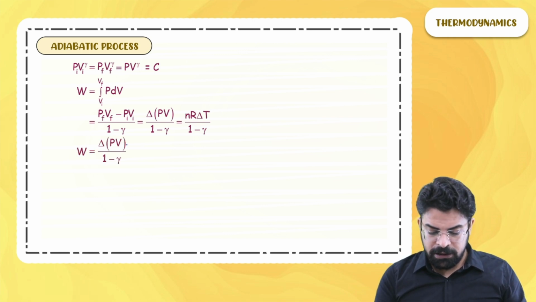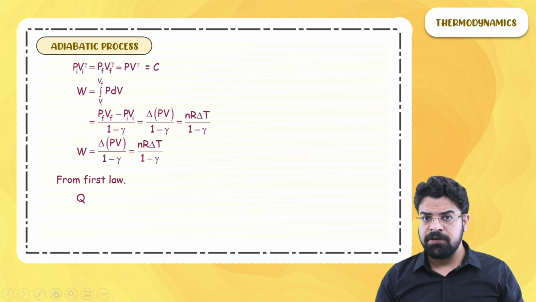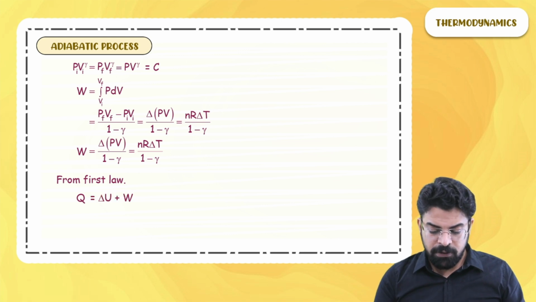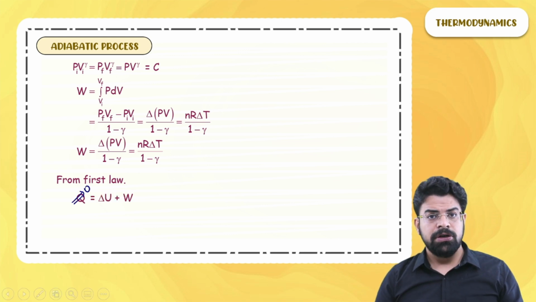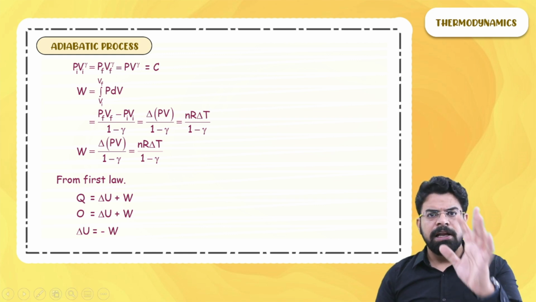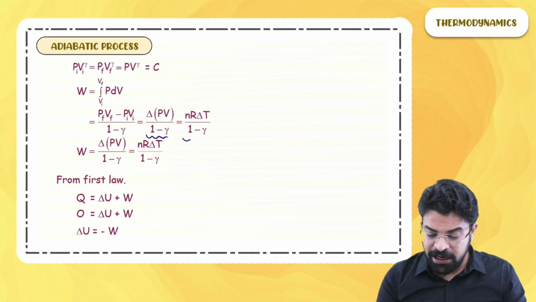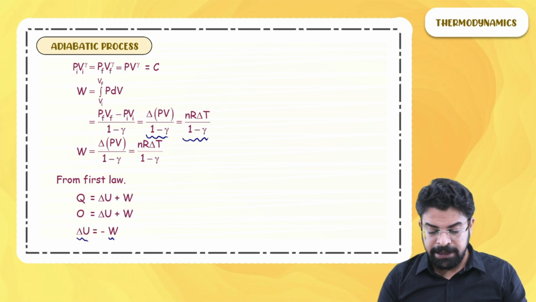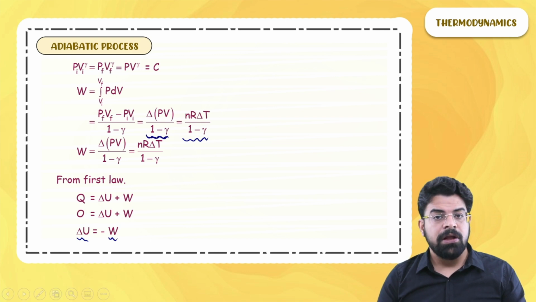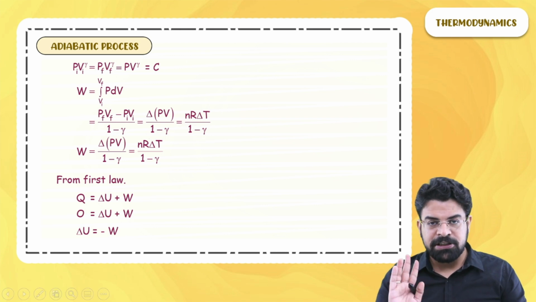Now work done can be written as this. Now from the first law, we know that the heat given equals the change in internal energy plus work done. For an adiabatic process, the heat given is 0. So for an adiabatic process, you can say the change in internal energy equals minus the work done. We know that the work done in an adiabatic process is given by delta PV upon 1 minus gamma, which is the same as nR delta T upon 1 minus gamma. So the change in internal energy equals minus delta PV upon 1 minus gamma, equals minus nR delta T upon 1 minus gamma. The picture is not over.